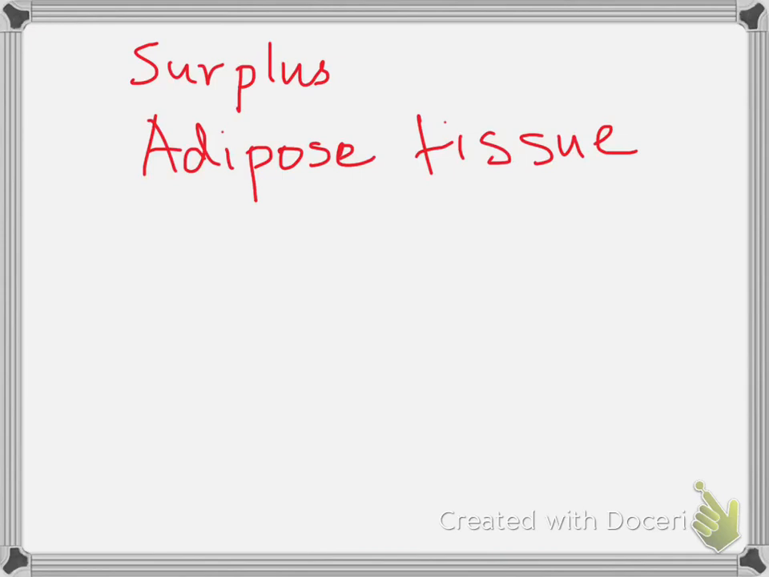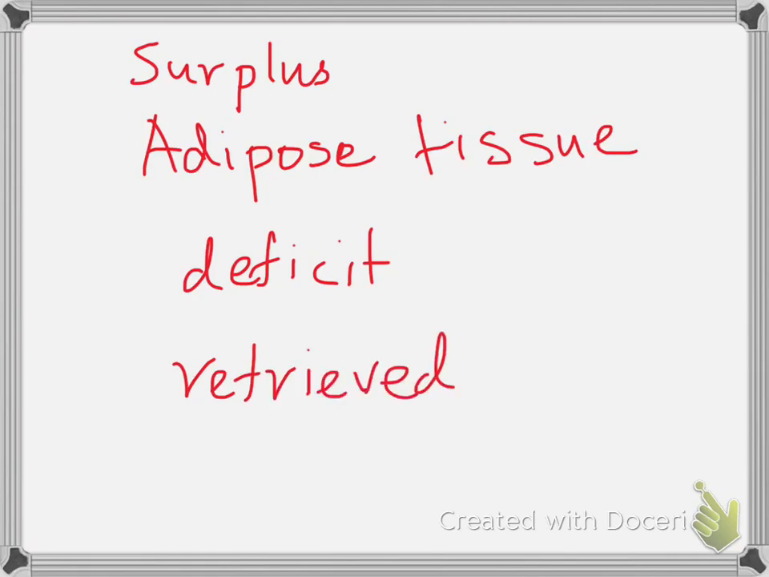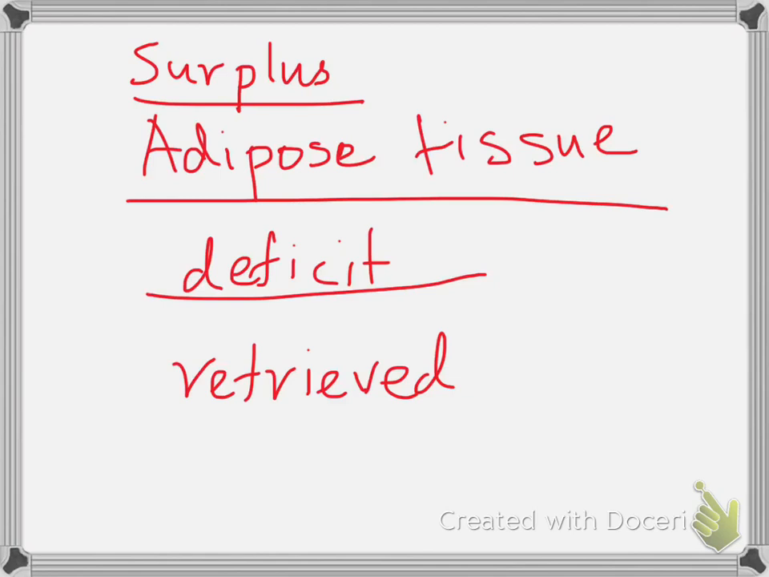At an energy deficit stage, lipids are retrieved from the adipose tissue, and these lipids undergo metabolism to produce energy. So, at the energy surplus stage, the lipids are stored in adipose tissue, and in the energy deficit stage, the lipids are retrieved from the adipose tissue and undergo metabolism to produce energy in the form of ATP.